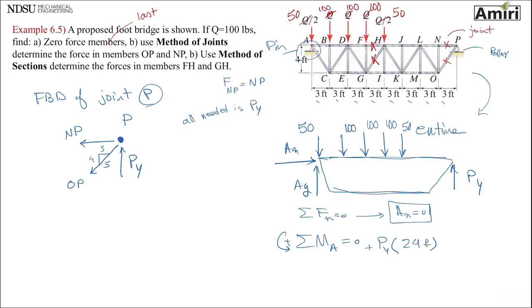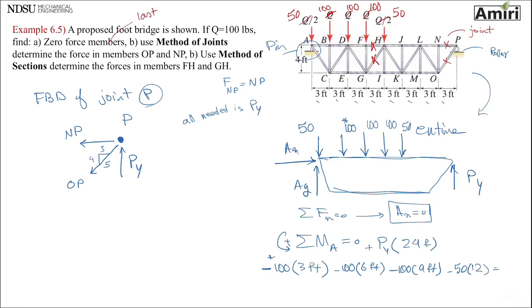Then I have a 50 that goes through it, so I don't need to worry about it. I have 100 at a distance of 3 feet, the first 100, this one. And this one is trying to rotate against my sign. So all of those forces that are pushing down are trying to rotate it clockwise, so they're all negative. Another 100, that one is at a distance of 6. Another 100 at a distance of 9. And a 50 at a distance of 12.